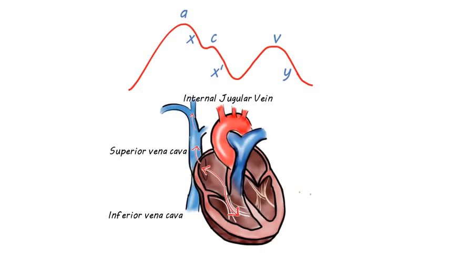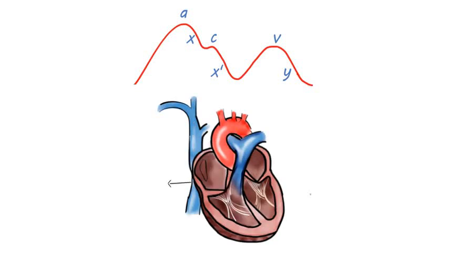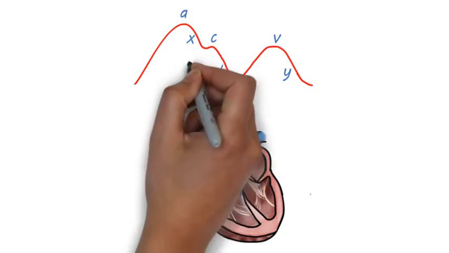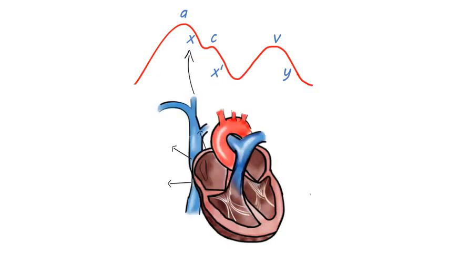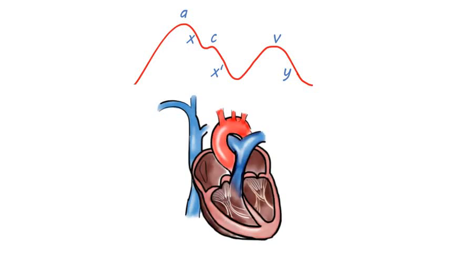Thus, when the right atria contracts, you see a rise in the waveform, giving us the A wave. As the atria relaxes, the pressure drops and is reflected by the X descent. Right before the rise of the C wave, the tricuspid valve closes as ventricular systole occurs. The small notch, or C wave, represents ventricular contraction.